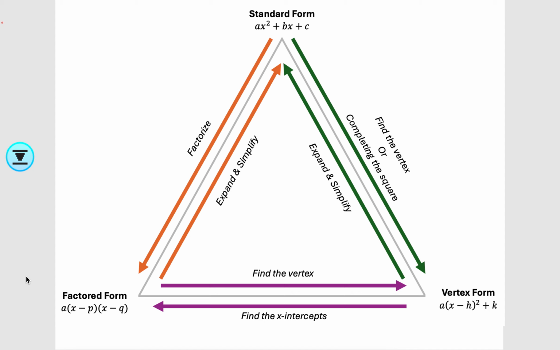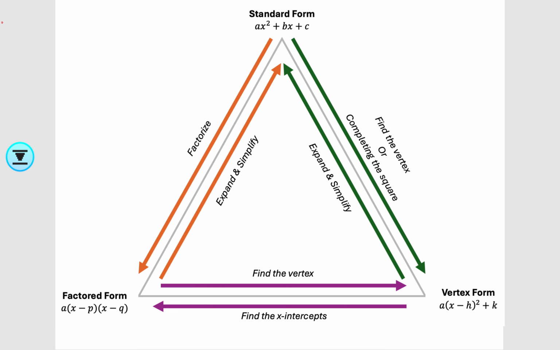Sometimes a question gives you something in factored form and you need to then convert to vertex form. Sometimes you start off writing in vertex form, but the question wants it in standard form, for example. So you need to learn how to convert between all the different forms. And remember, each form gives you an easy property to figure out. Standard form gives you the y-intercept easily, factored form gives you the x-intercepts easily, and vertex form gives you the vertex easily.